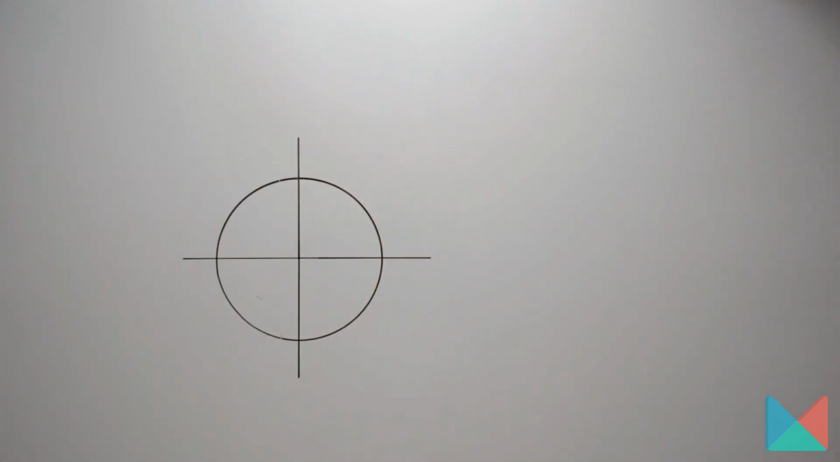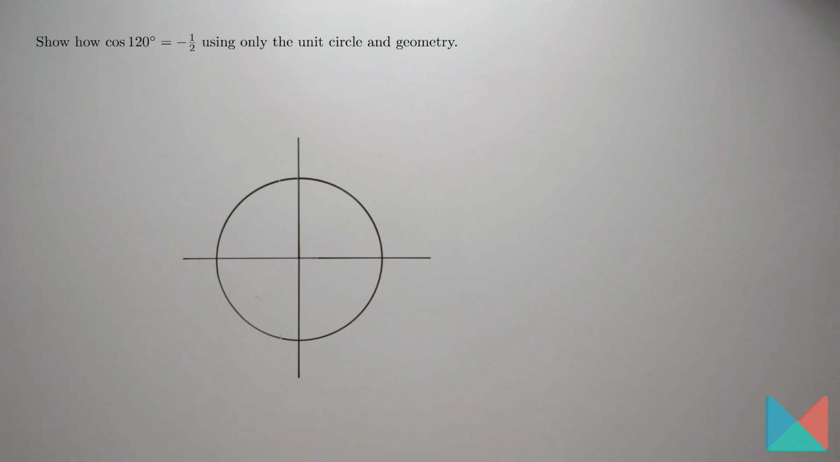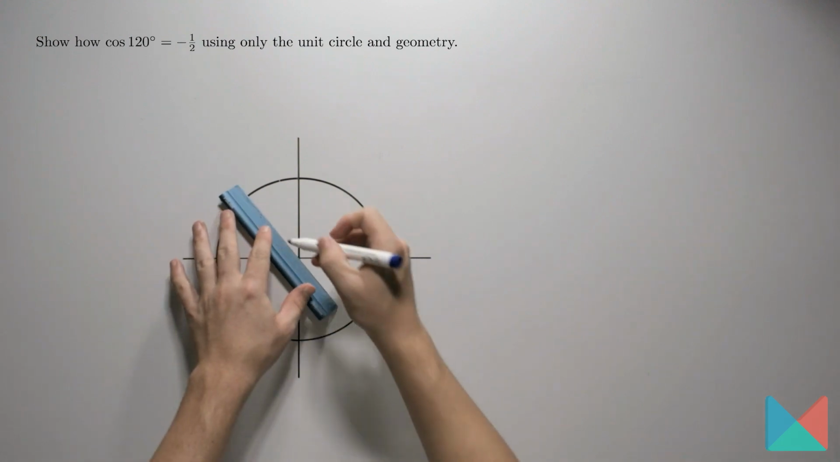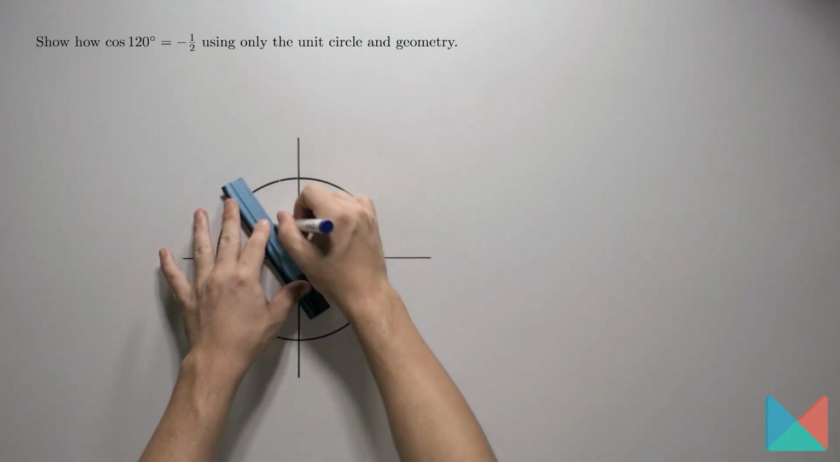For our next example, we want to show how cos of 120 degrees is equal to negative a half using only unit circles and geometry. So I've got the unit circle here, and the best place to start will be to draw an angle of 120 degrees in. So this will be in the second quadrant, and let's say it'll be an angle around here.